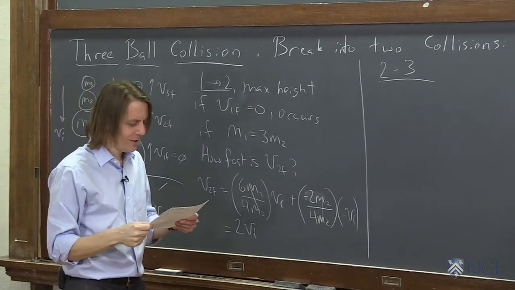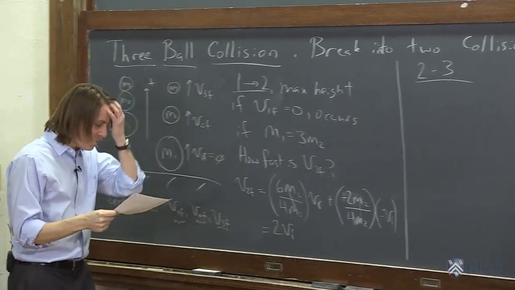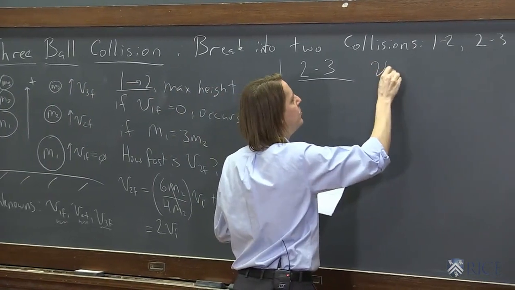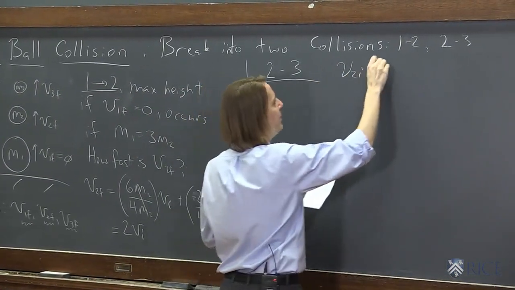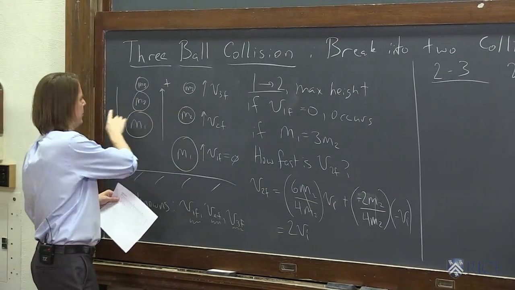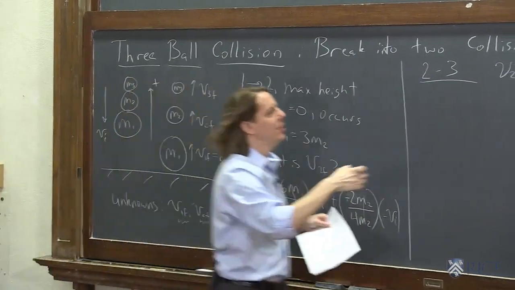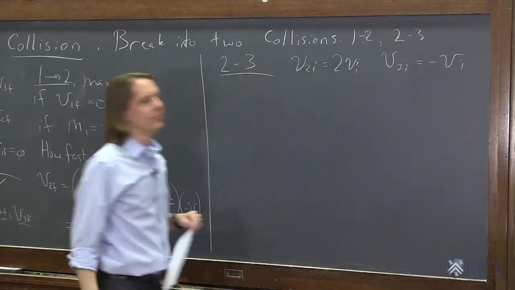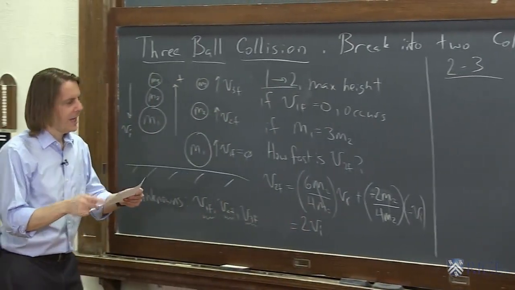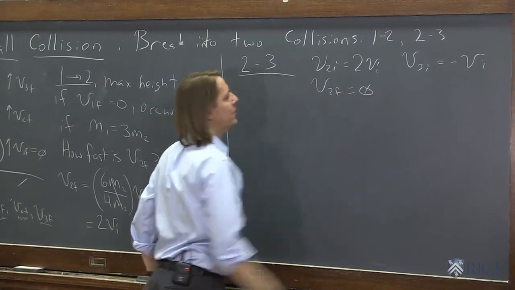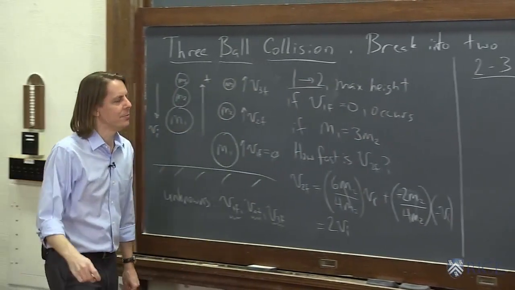I forgot what notation I plan on using here. So let's write those down. So v2i equals 2 vi. So this one is going to move up at 2 times the original, and then v3i equals minus vi. It's still falling. Okay, so now we're set. And what we want is v2f to be 0. And we'll figure out what condition that requires.